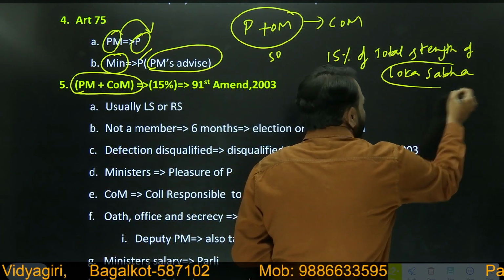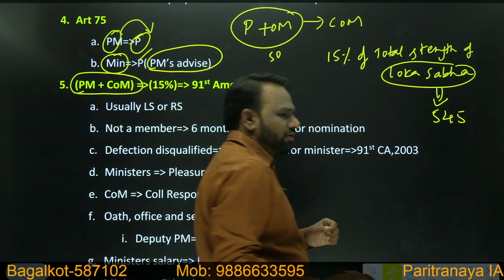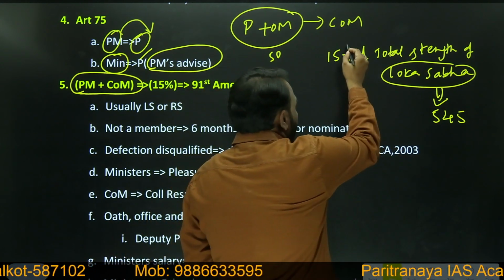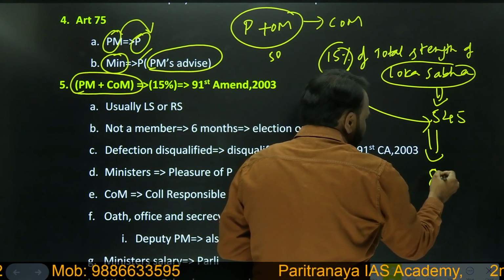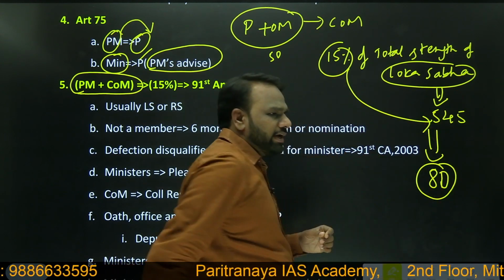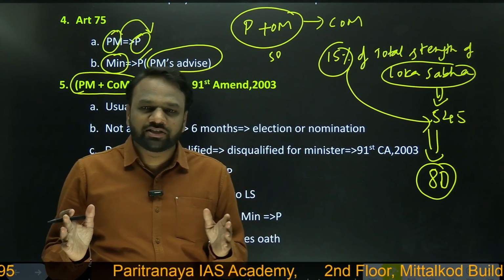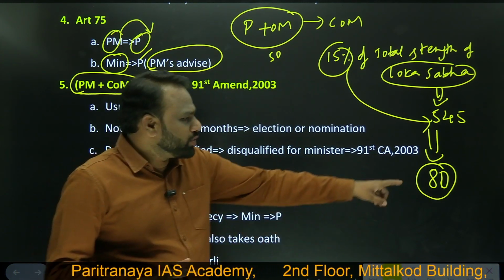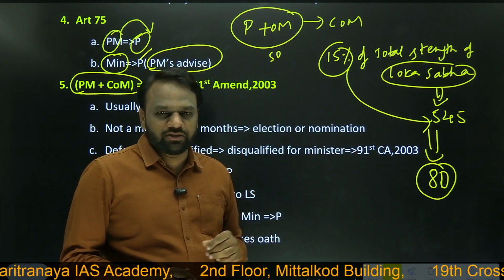The total strength of the Lok Sabha is presently 545. Okay, 545. So when you calculate 15% of it, approximately it comes somewhere around 80 or 81. Okay, so let us make it a whole figure as 80. So what does it indicate? It means the total number of ministers, including Prime Minister, should not exceed 80. We cannot have more than 80 ministers.